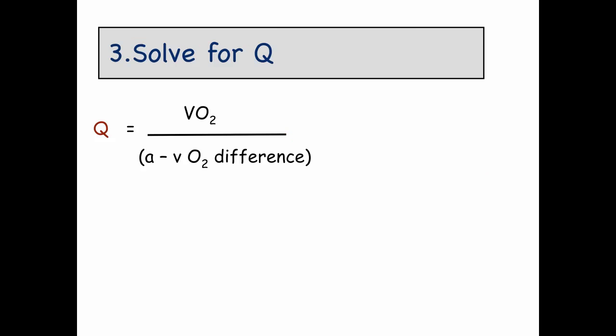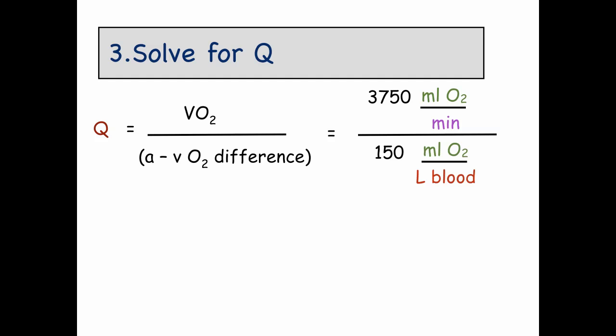Finally, we're going to solve for cardiac output. So Q max is going to be equal to VO2 max divided by AVO2 max. And if I put my numbers in here, remember we had a VO2 max of 3,750 mLs of oxygen per minute, and we're going to divide that by 150 mLs of oxygen per liter of blood.